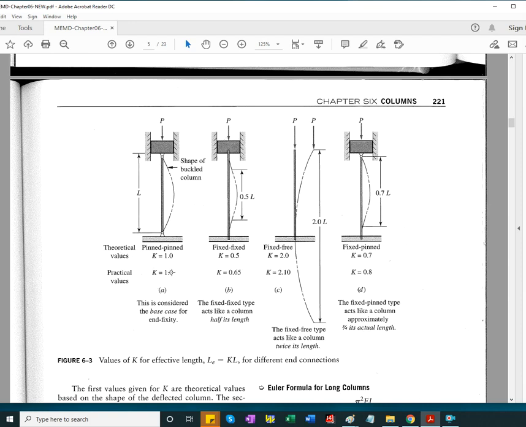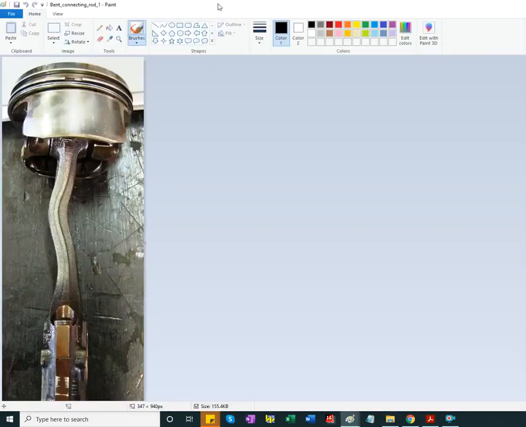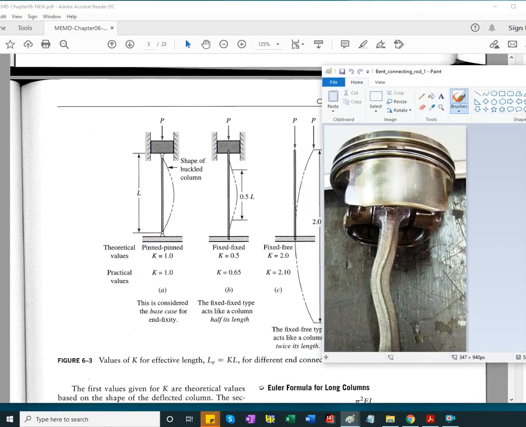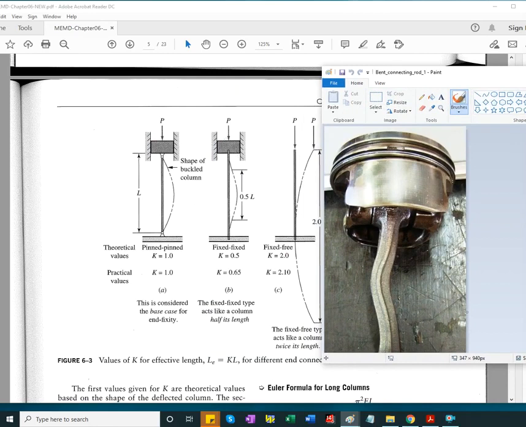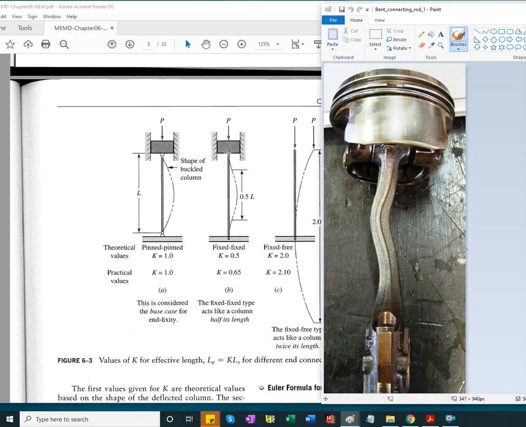Practical values take into account any slack and imperfections, and as you can see, they are slightly bigger than the theoretical values. The other possibility of buckling a connecting rod would correspond to this case, where no rotation was permitted at the supports. Okay, so zero slope, and here the end fixity coefficient is 0.5.